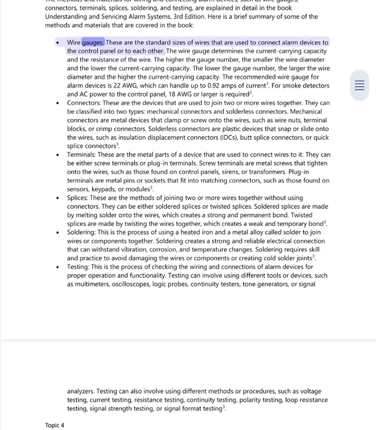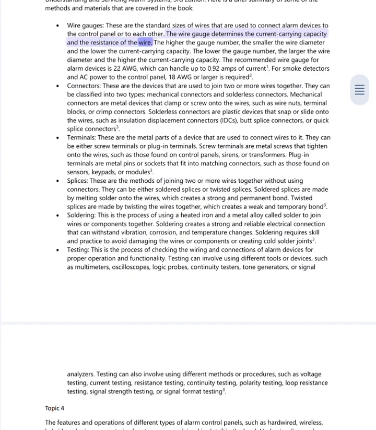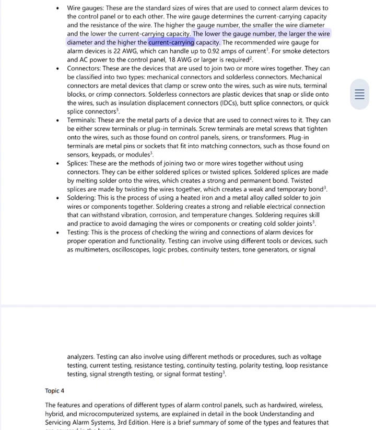Wire gauges. These are the standard sizes of wires that are used to connect alarm devices to the control panel or to each other. The wire gauge determines the current carrying capacity and the resistance of the wire. The higher the gauge number, the smaller the wire diameter, and the lower the current carrying capacity. The lower the gauge number, the larger the wire diameter, and the higher the current carrying capacity.